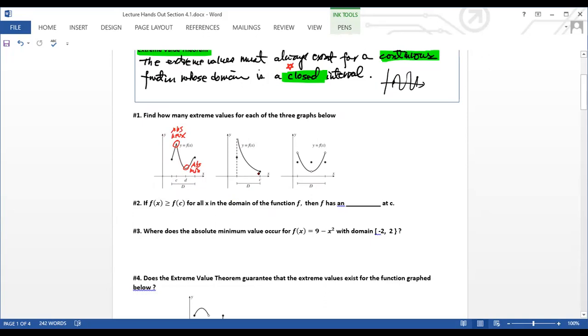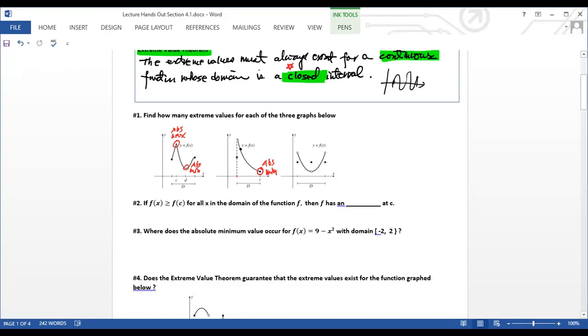Okay, let's take a look at this one here. This function is very interesting, right? This is my domain, from here to here. And now at this end, the domain is whatever this value is here. So for this graph, we really have one extreme value. So this is my extreme value, this is my absolute min. And then you might ask, what happened to this one? Is this the maximum value?